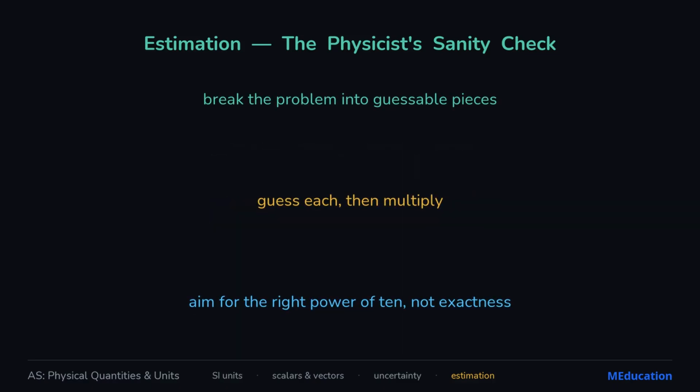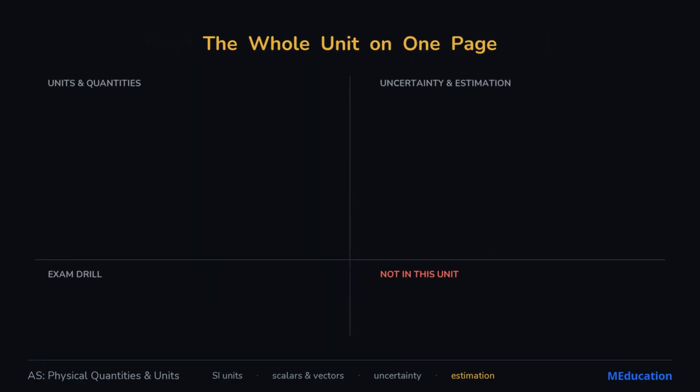The method is to break a hard estimate into easy pieces you can guess, then multiply. How many breaths in a lifetime? Guess the breaths per minute, the minutes per day, the days per year, and the years in a life, then multiply. You will not get the exact figure, but you will land in the right ballpark, and that is often all a physicist needs. Here is the whole unit as one poster.